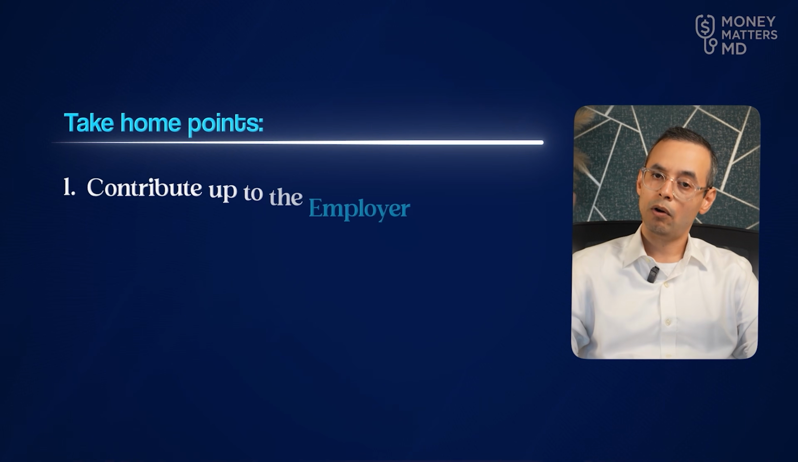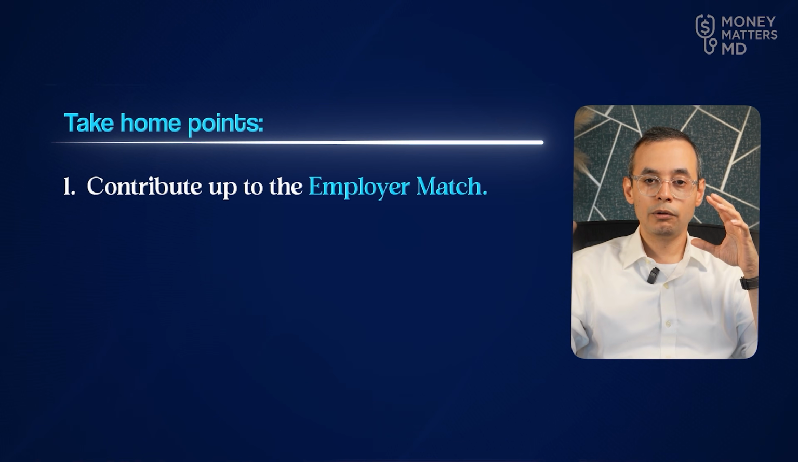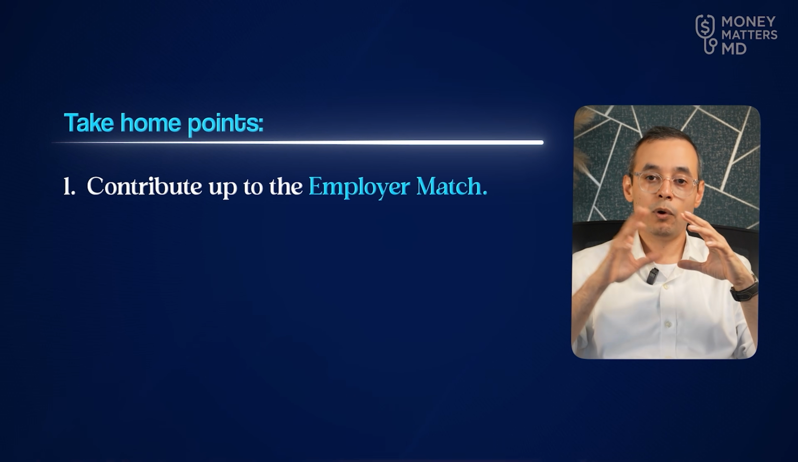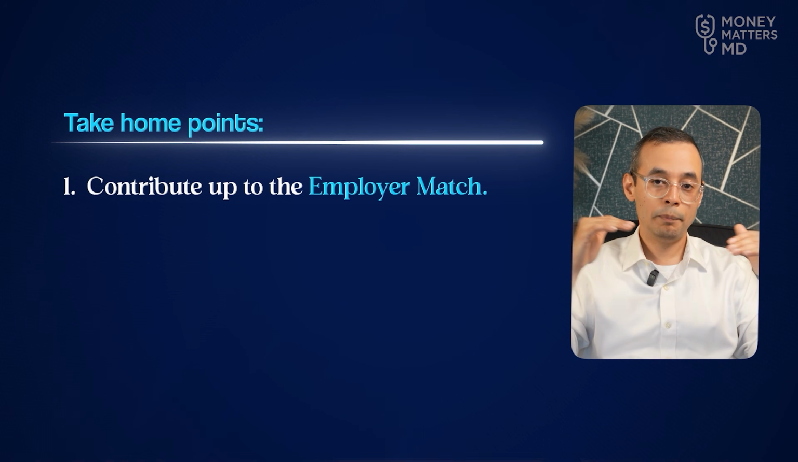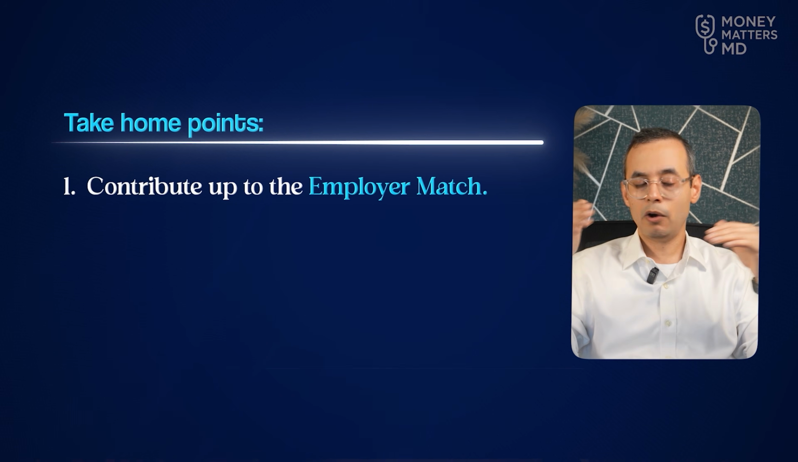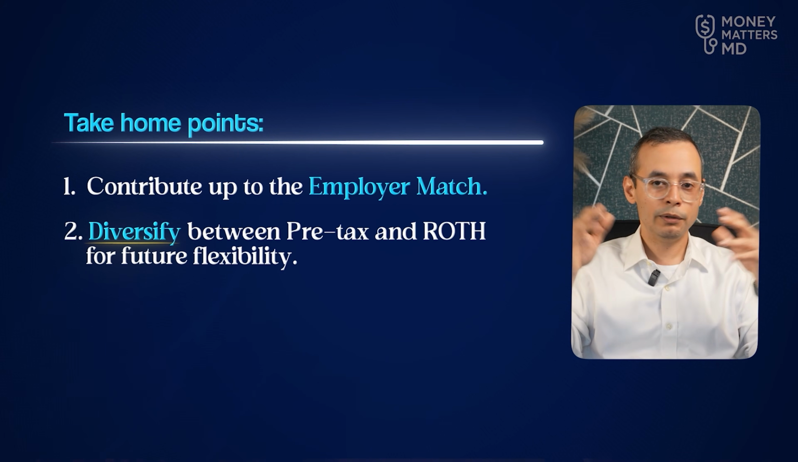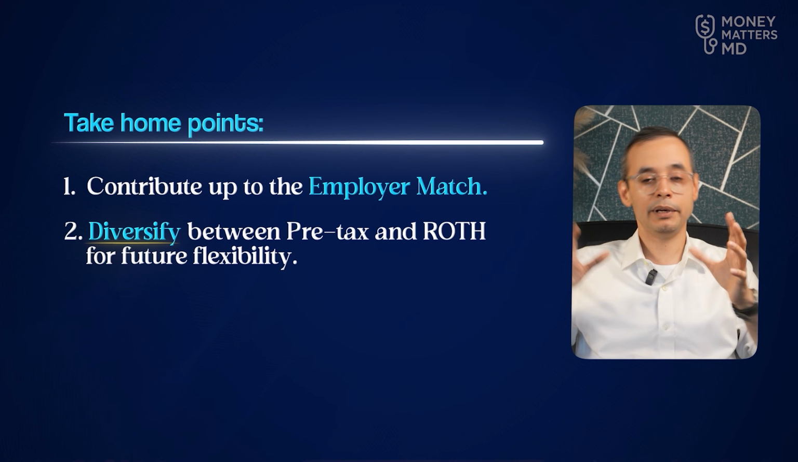So just to summarize, I have 3 take-home points for you guys. Point number 1, contribute up to the employer match. And that's also step 2 in the 10-step savings ladder. I have a whole separate savings ladder video, which tells you a structured plan of where to put your money next. Take-home point number 2, diversify between tax buckets. You don't really know what the future tax rate is going to be. I want you to contribute some in the pre-tax and some in the Roth buckets.